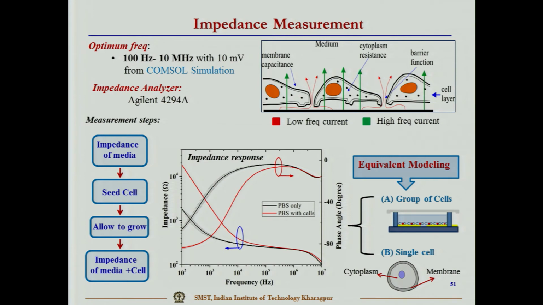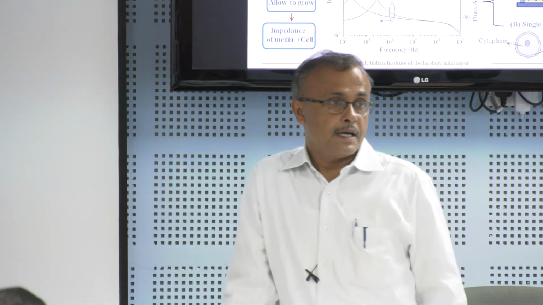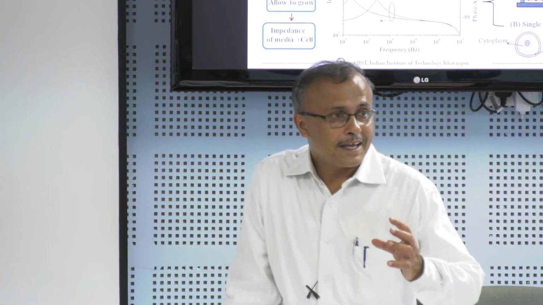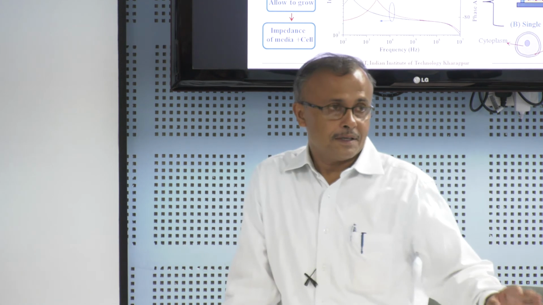In bioimpedance, DC will not give you any characteristic signal, because it is not penetrating the cell. Until and unless my probe penetrates the cell, I cannot get the signature of the cell. Okay.